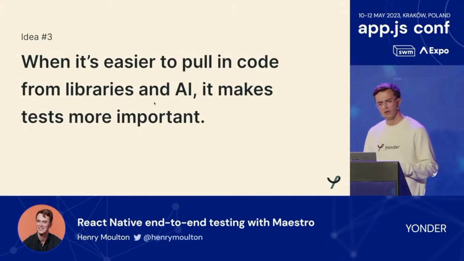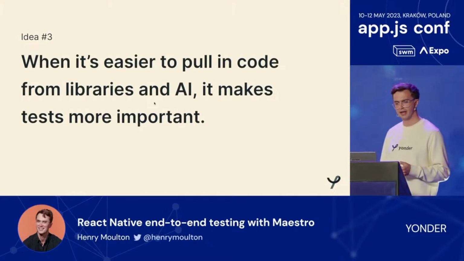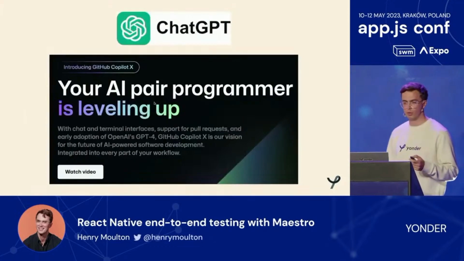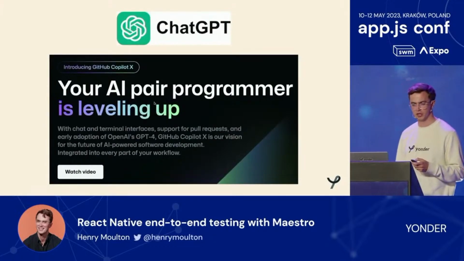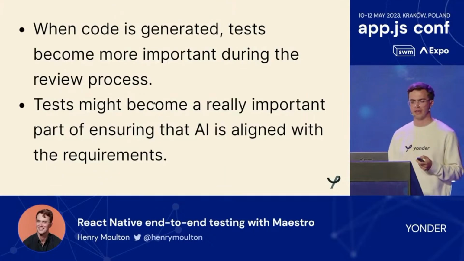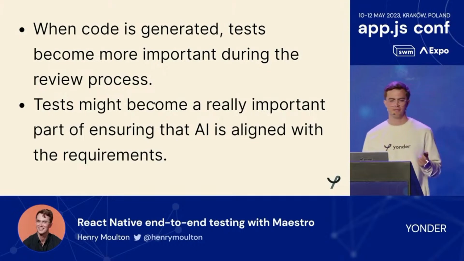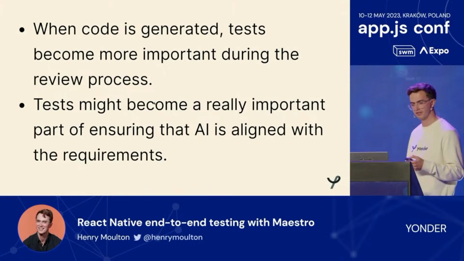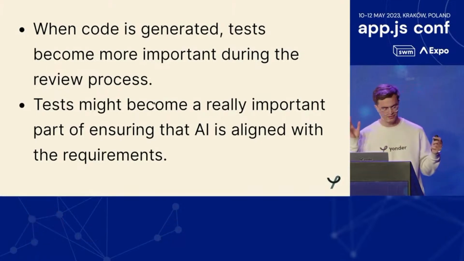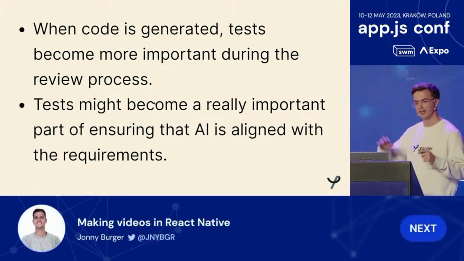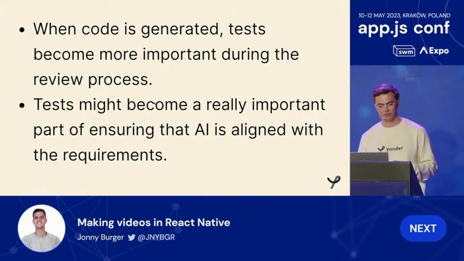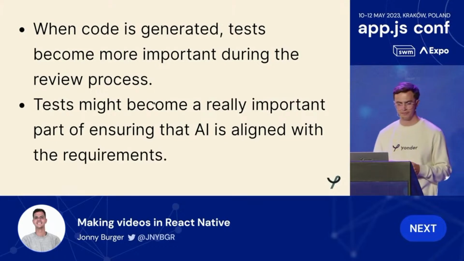Third idea: when it's easy to pull in code from libraries and AI, it makes tests more important. It's been a really wild 6-8 months with ChatGPT and Copilot. But I've come to the conclusion that when code is generated, tests become more important during the review process. If we're thinking about ChatGPT v5, v10, wherever this goes, tests might become a really important part of ensuring that AI is aligned with the requirements of the code it's meant to be generating.